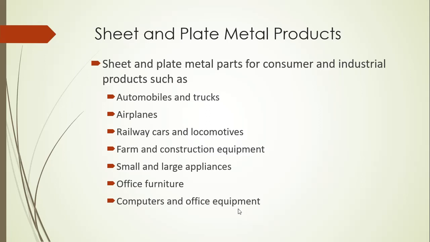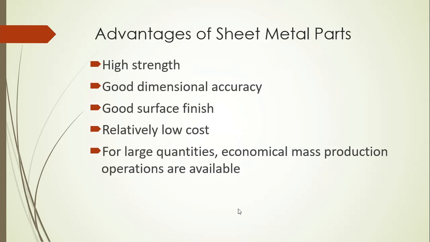What are the different advantages of sheet metal parts? They have high strength, good dimensional accuracy, good surface finish, relatively low cost, and economical mass production operations are available for large quantities.